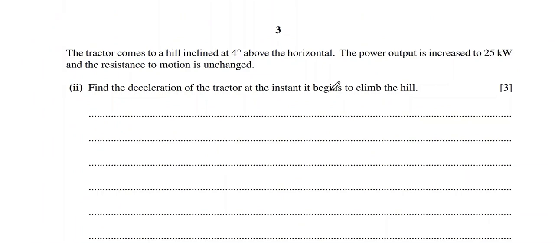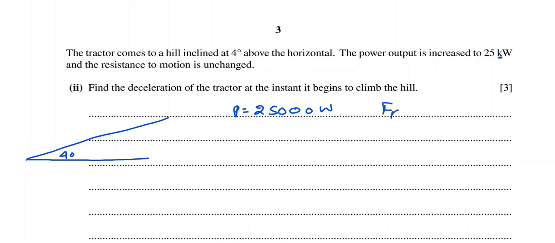Second part. The tractor comes to a hill inclined at 4 degrees to the horizontal. Let's draw it. This is where it is going. The angle of the hill is 4 degrees and the power output has increased to 25 kilowatts. So earlier it was 13,800, now it is 25,000 watts. We don't use kilo; kilo is converted to 1,000. And the resistance to the motion is unchanged, 1150 newtons. Find the deceleration of the tractor at the instant it begins to climb the hill.